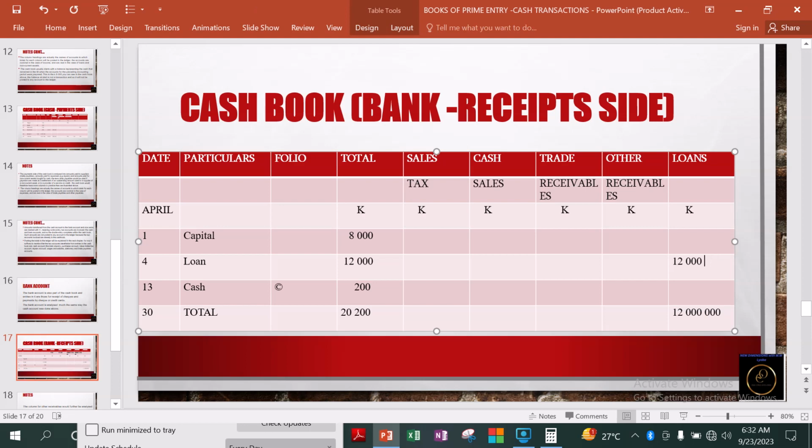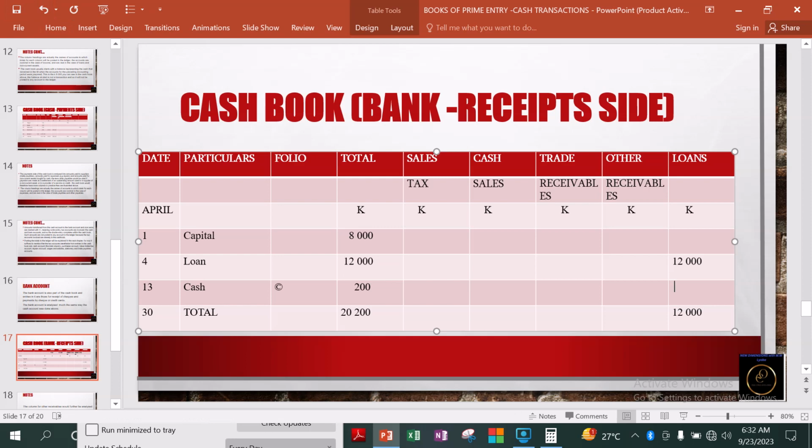Okay, so it's supposed to be 12,000, not 12 million, 12,000. Okay, so that's the entry. You can see this is the cash book, but the bank portion, the bank receipt side. So that's why we received the 12,000. So we list it there as having been received, 12,000. So that's what we have.